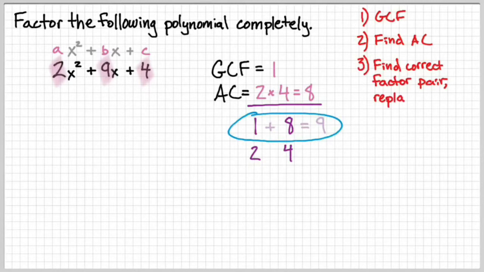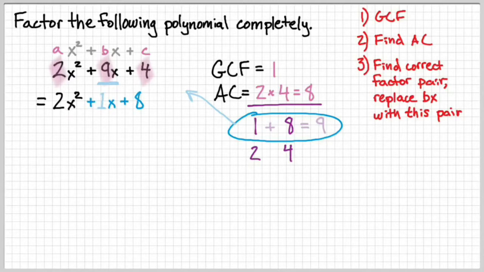Next, we will rewrite our trinomial, replacing 9x with 1x plus 8x. So we have 2x squared plus x plus 8x plus 4. We now have a four-termed polynomial. Step 4, factor by grouping. To do this, we just factor out the GCF a few different ways.